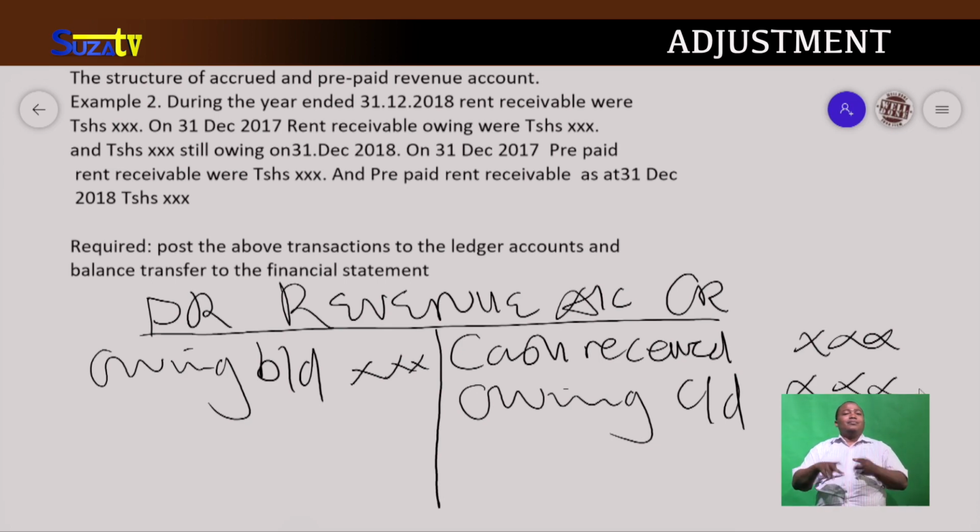Okay. Then on 31st December 2017, prepaid rent receivable were Tanzania shillings X. This is a previous prepaid. In the current year, it becomes a current payment. You put it on the credit side like a cash receive. You say that prepaid BD.